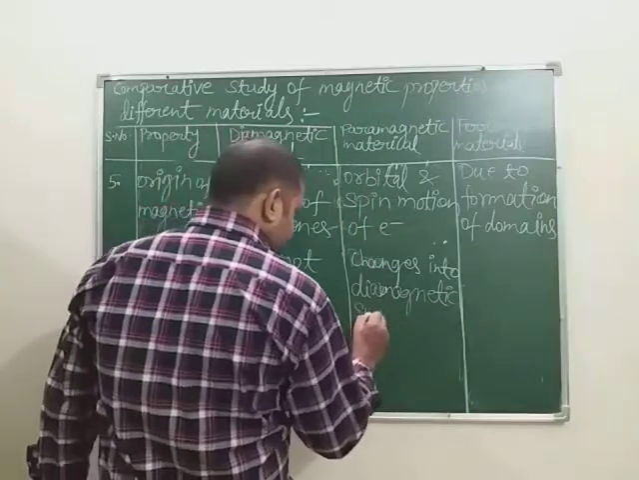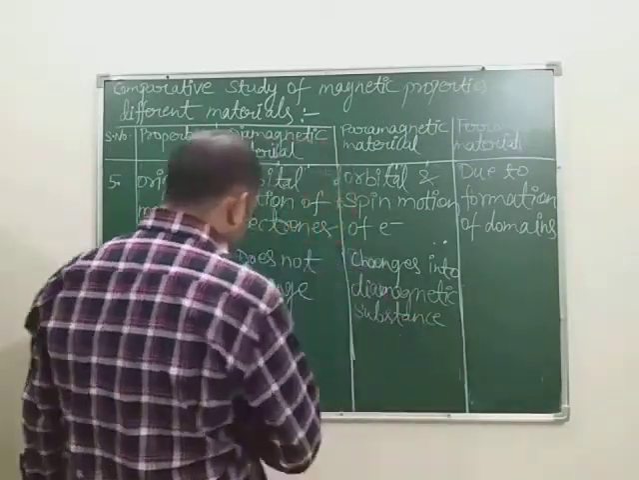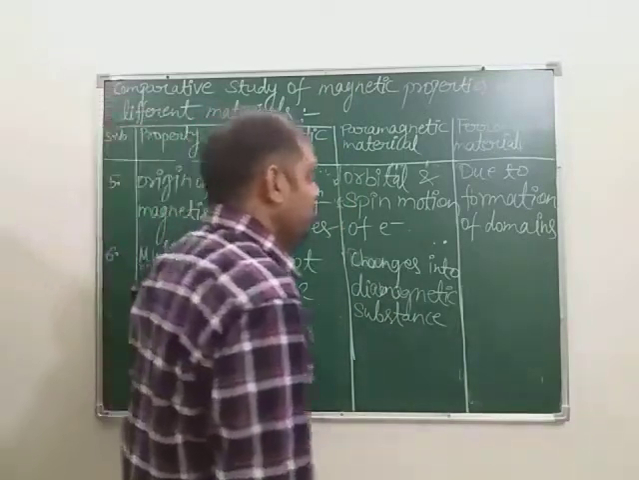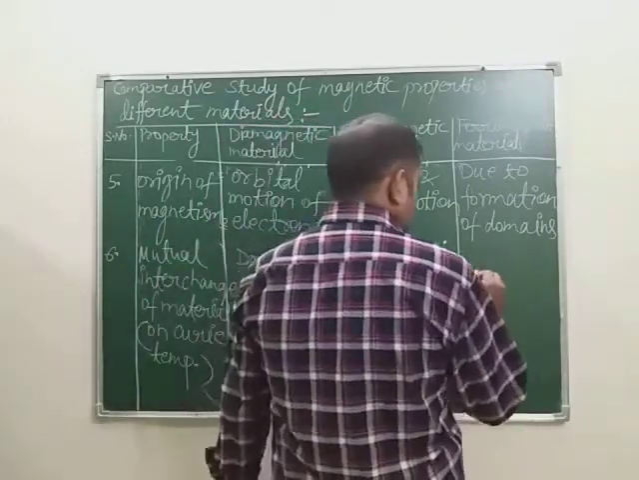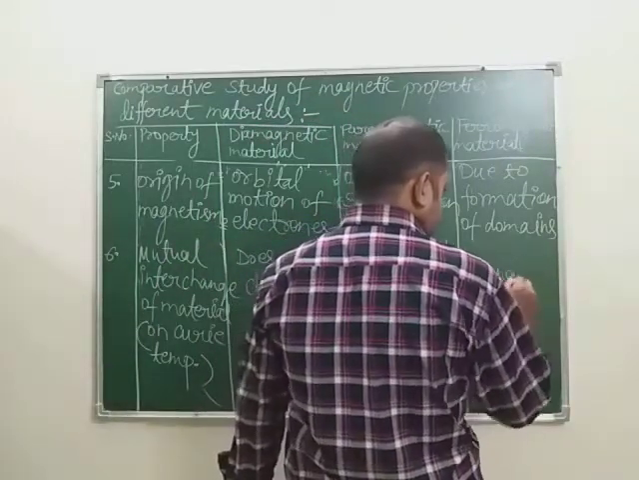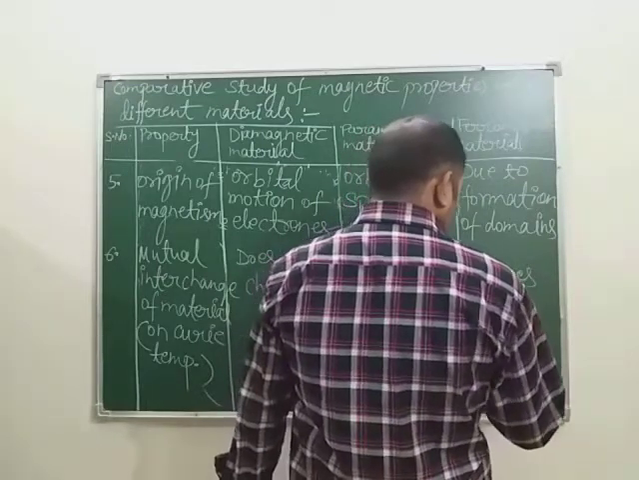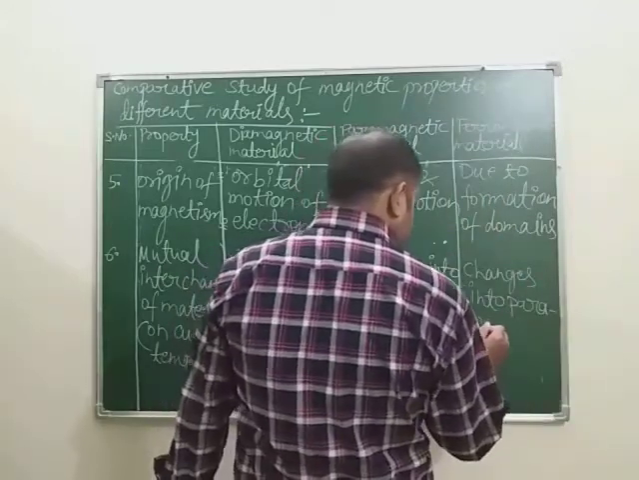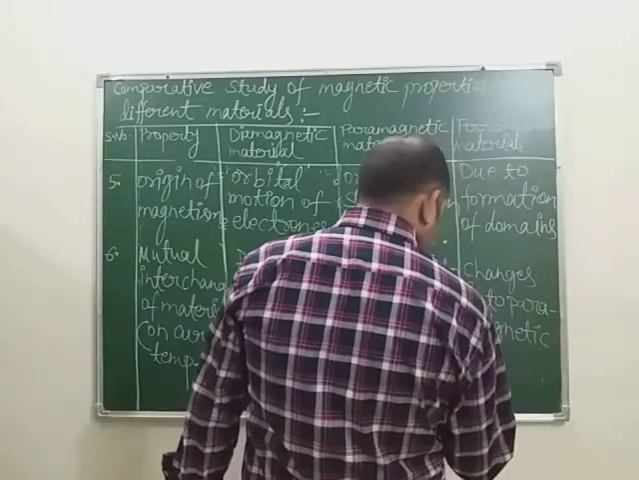substance on Curie temperature. The paramagnetic substance changes into a diamagnetic substance, and the ferromagnetic substance changes into a paramagnetic substance on Curie temperature.